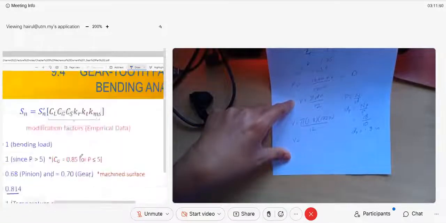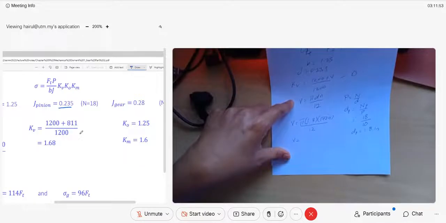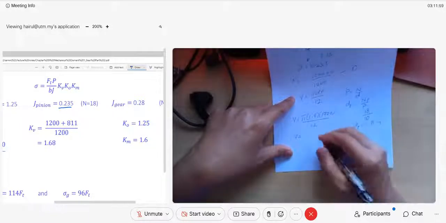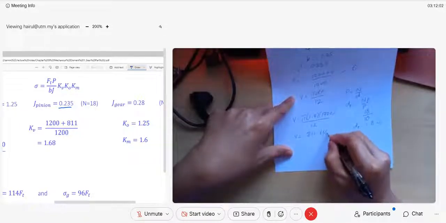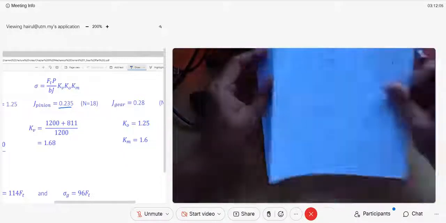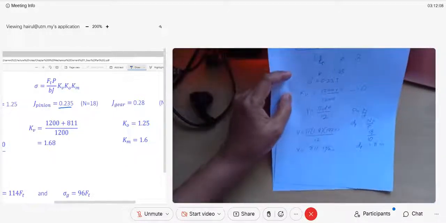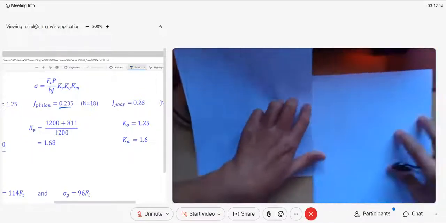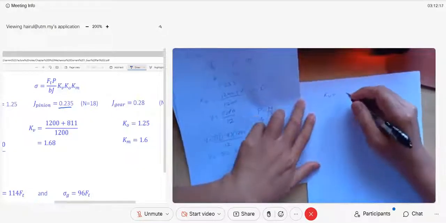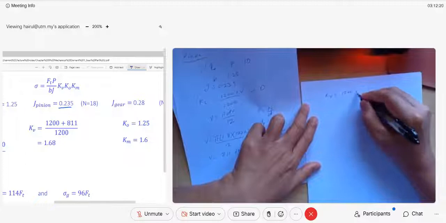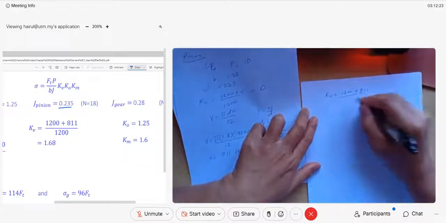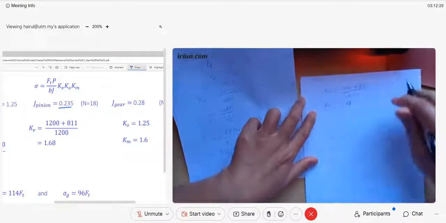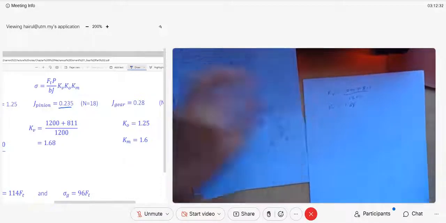So your V is pi d n, pi times 1.8 times 1720 over 12. You get 811 feet per minute. This will be your V, and it is put into the equation for curve D to get your Kv. So Kv equals (1200 plus 811 feet per minute) over 1200. You get Kv equal to 1.68. Okay, that will be your Kv. Now we know our Kv.